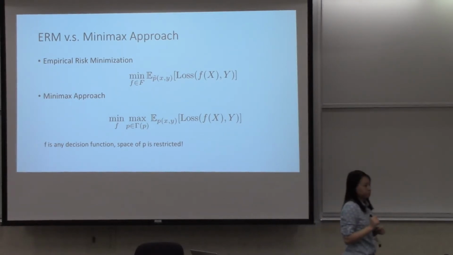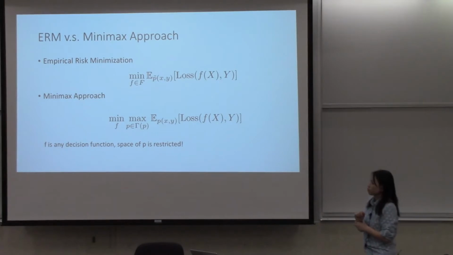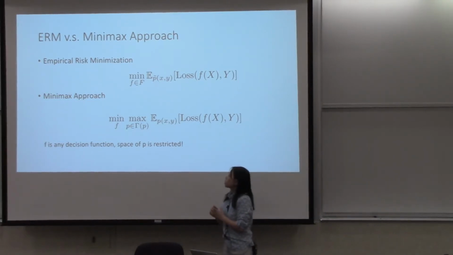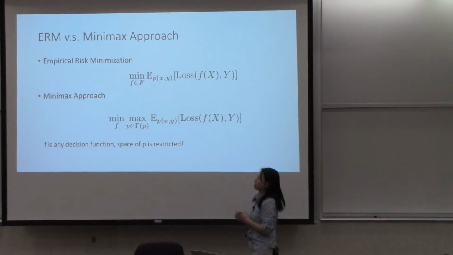So the special case of minimax was the robust learning we covered, right? Because there we are perturbing the input and optimizing over it. So it's a very special class of how you're constraining the space of the distribution.